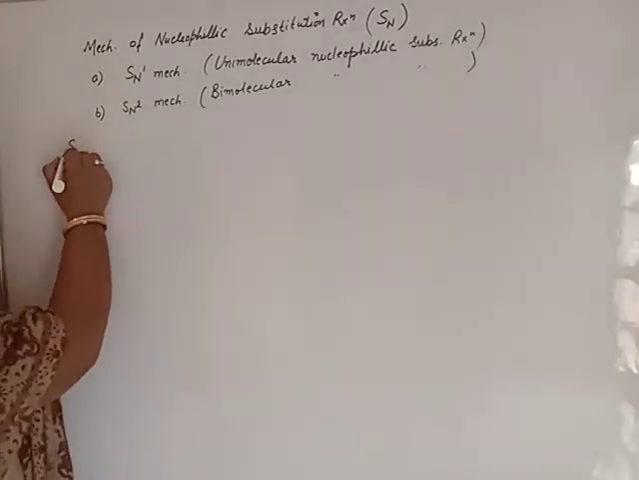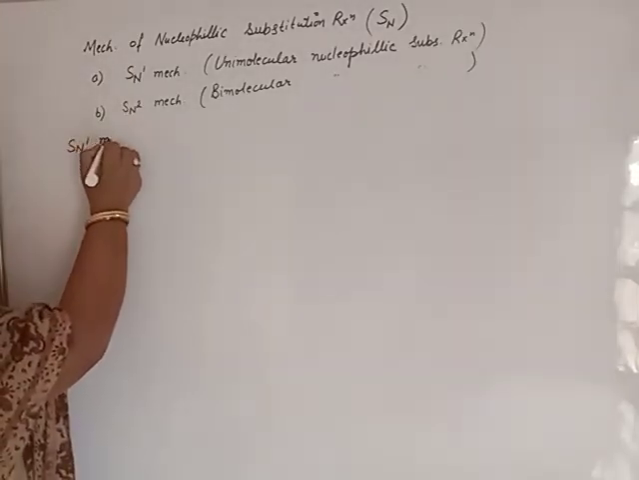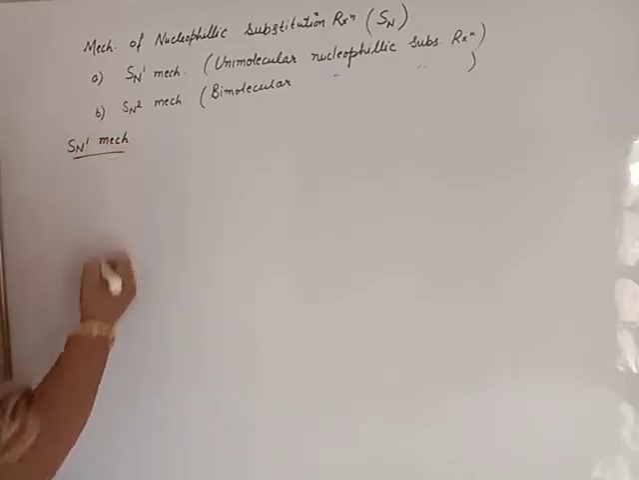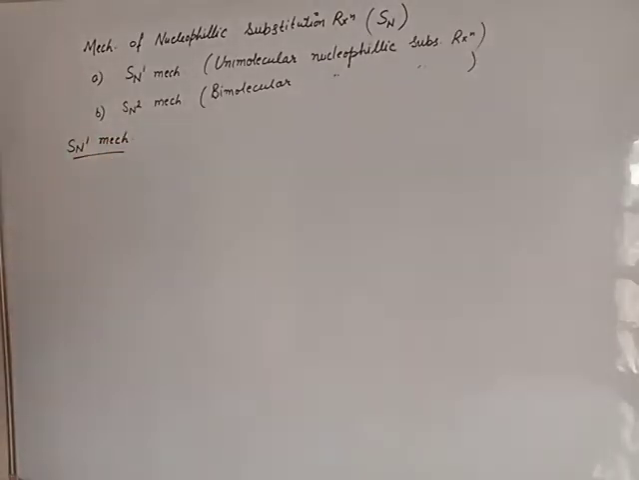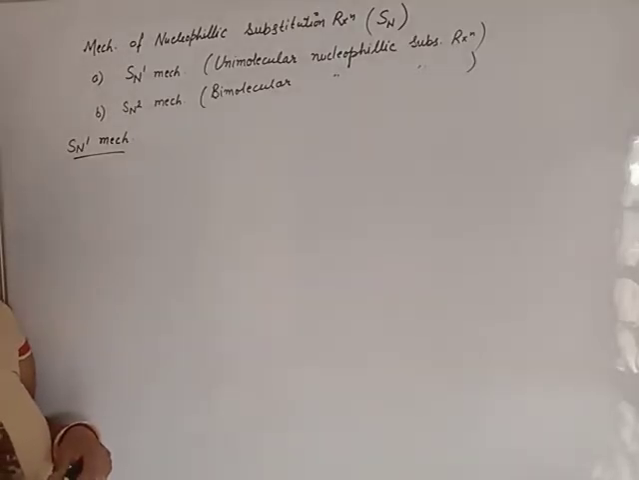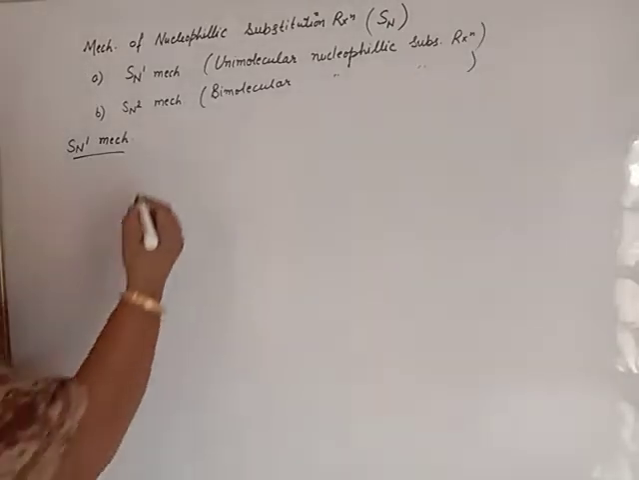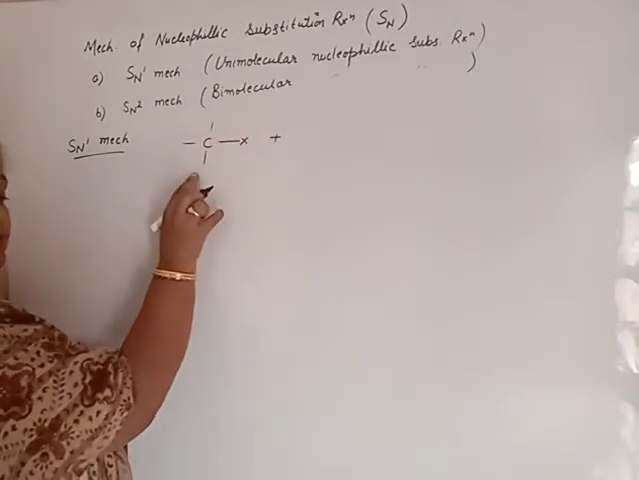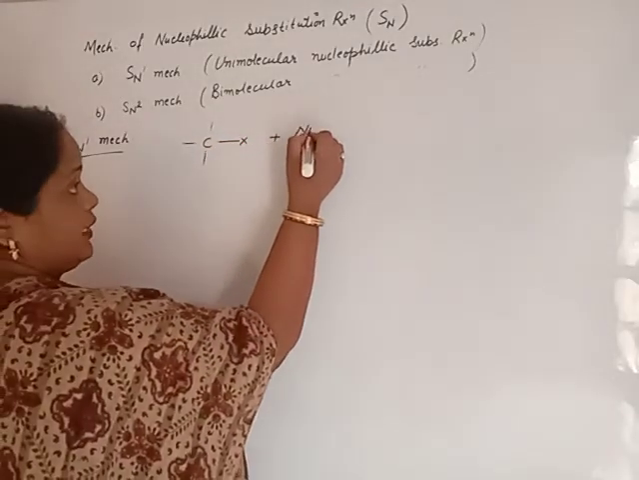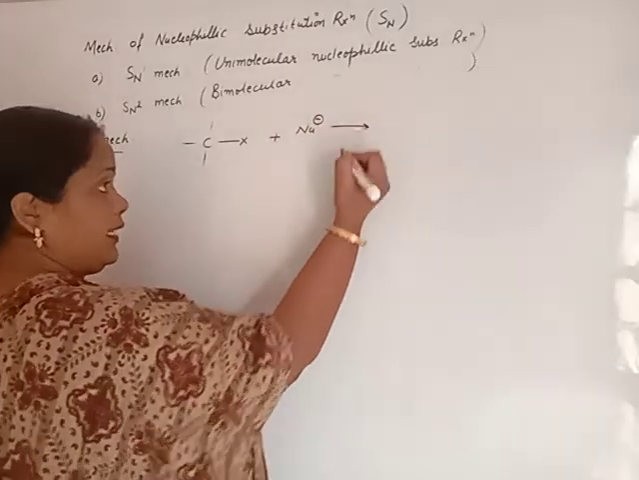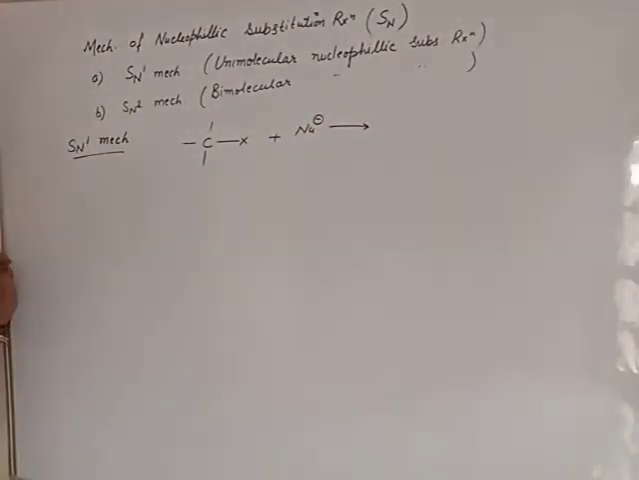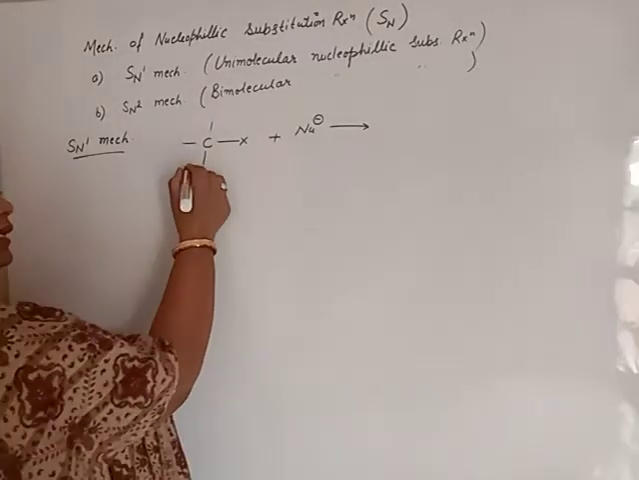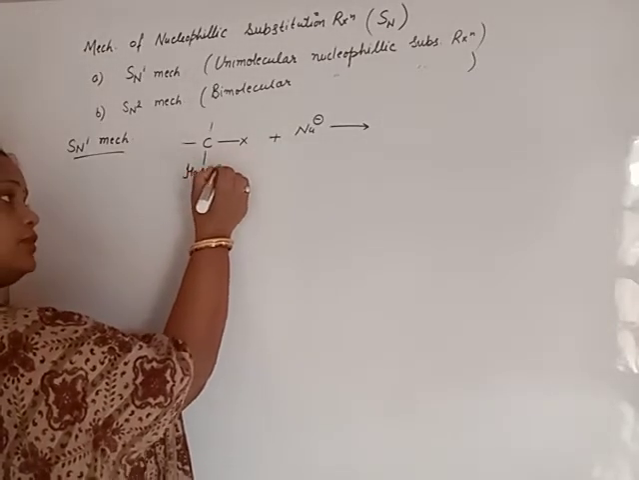Beta, SN1 mechanism, that is unimolecular nucleophilic substitution reaction mechanism. In this case, rate of reaction depends on one of the reactants. In case of reaction with haloalkane, we have two reactants. One is haloalkane, other is nucleophile. For the reaction, rate of reaction depends only on haloalkane, not on the nucleophile.